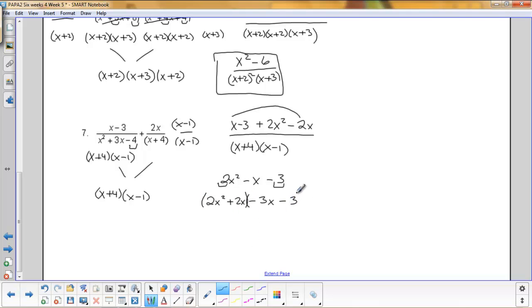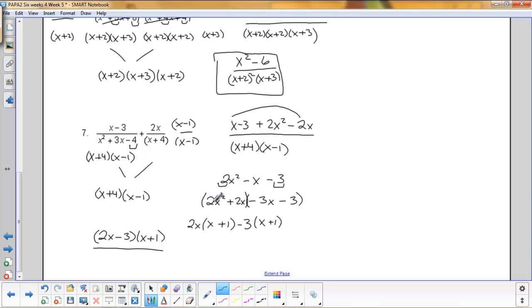Grouping, or if you're more comfortable, you can use the box. So I'm going to take out my GCF, which is 2x, and what's left inside is x plus 1. Take out my negative 3, what's left inside is still x plus 1. My first factored term is 2x minus 3. My second factored term is x plus 1.